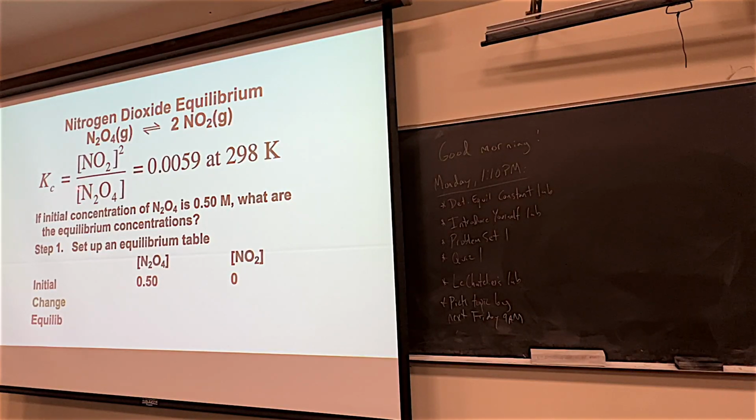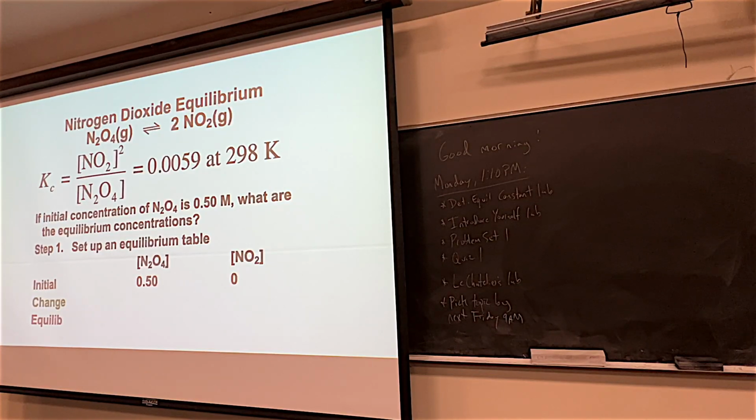The equilibrium constant K, products over reactants, so it's going to be NO2 squared on the numerator divided by N2O4 in the denominator. Cool. And in this question, we have 0.50 molar N2O4 to begin with. And the question is, how much NO2 and N2O4 do we have at equilibrium?